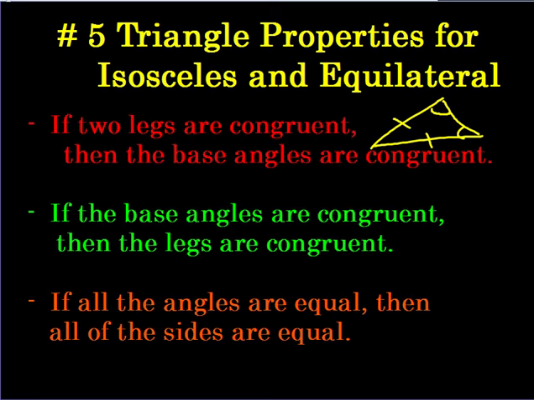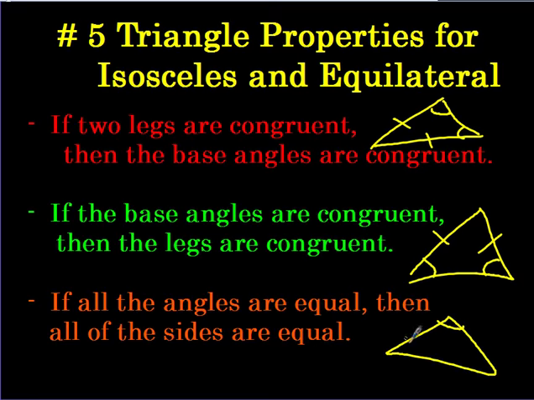Consequently, I also have that if the base angles are congruent, then the legs are congruent. So if I marked that these two base angles are congruent, we can assume that those two sides are congruent. And finally, if all the angles are equal, then all of the sides are equal. So if you have a figure that looks like this, we can assume that all three sides are equal. Also remember that if all the angles are marked equal, they all have to equal 60 degrees.